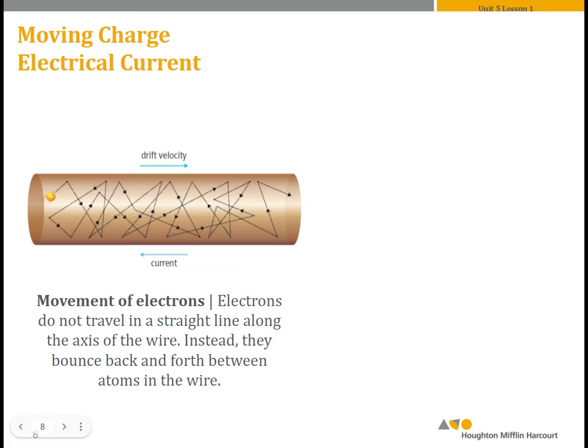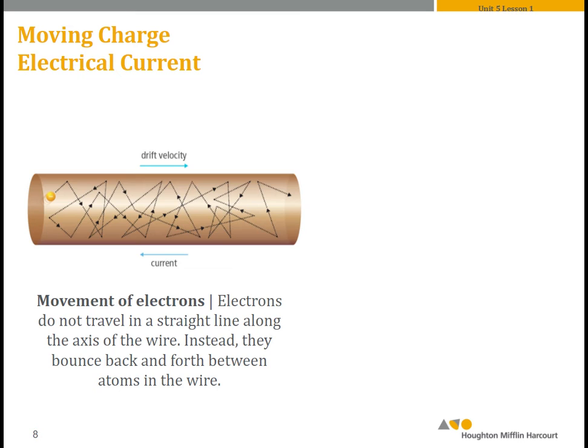Now, the amount of current that's flowing can be determined by different things. It can be that the path of this electron could be more direct, less zigzaggy, right? It could be that there are more electrons in the wire that are moving generally left to right. So they can have more direct flows. Maybe they move faster. Any of these things would result in more energy.